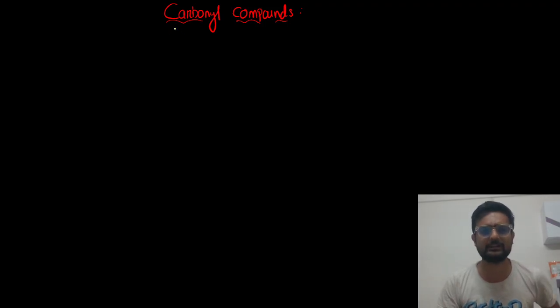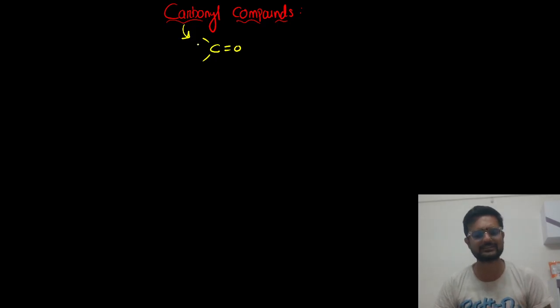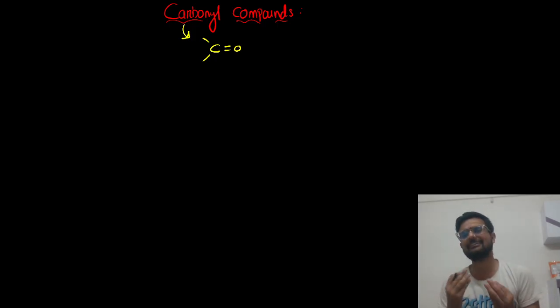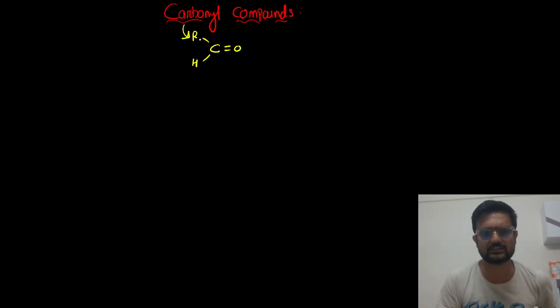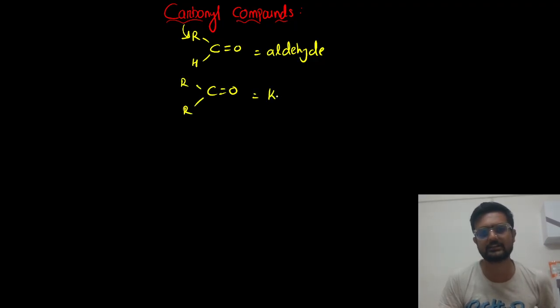What is carbonyl, beta? What does carbonyl mean? Carbonyl is C double bond O. This is called carbonyl. Now, if we have any derivatives of this, let's say if I attach H over here, RCHO, it becomes an aldehyde. And let's say in this carbonyl compound, if I attach a carbon chain on both sides, what will it become? It becomes my ketone. This is my ketone, right?